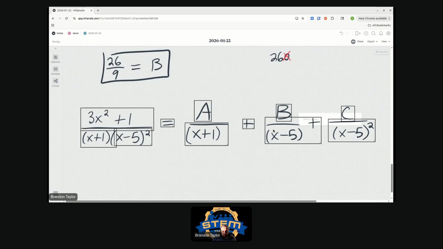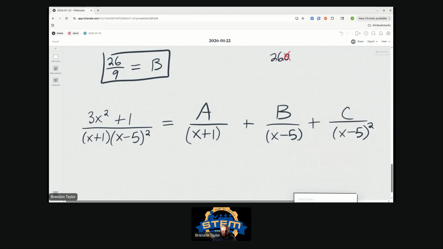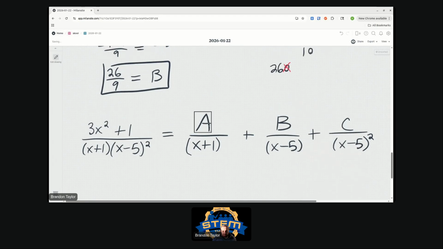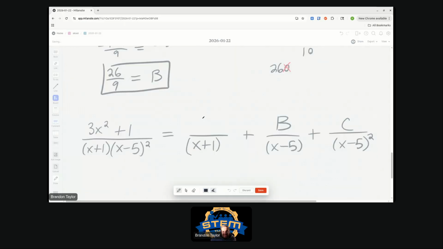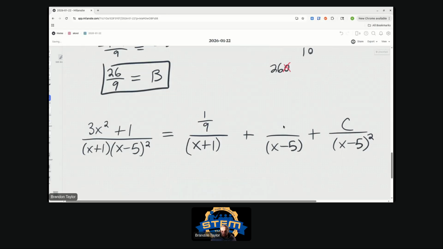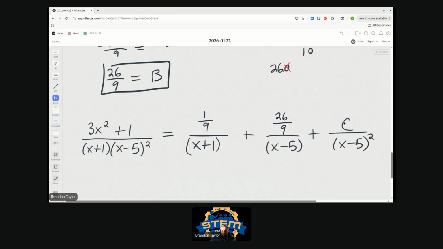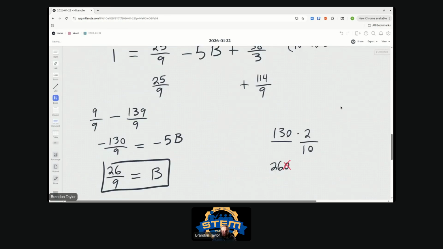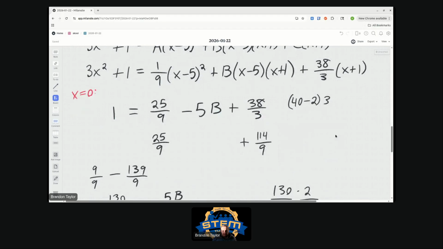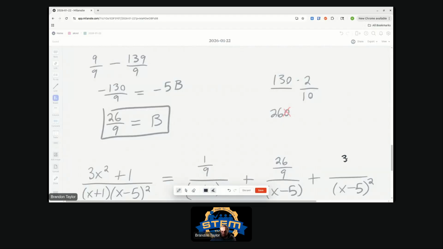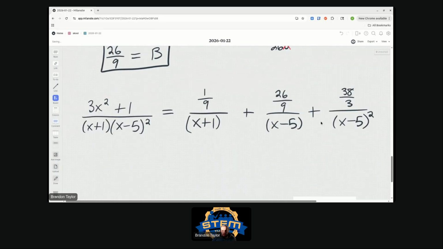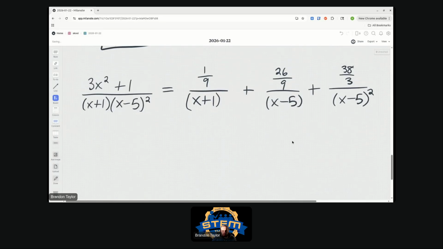And what did we figure out throughout this process? We figured out that A was equal to 1/9, right? We figured out that B was equal to 26/9. And then we figured out that C was equal to 38 thirds, or 114/9, whatever you want to say. So there you go. We've successfully found the partial fraction decomposition.